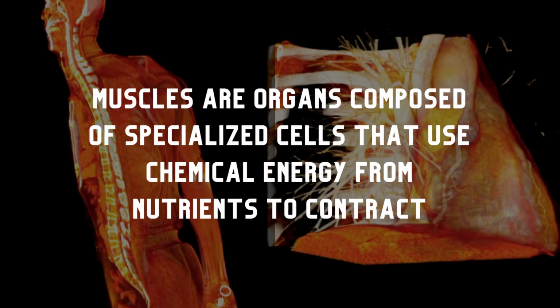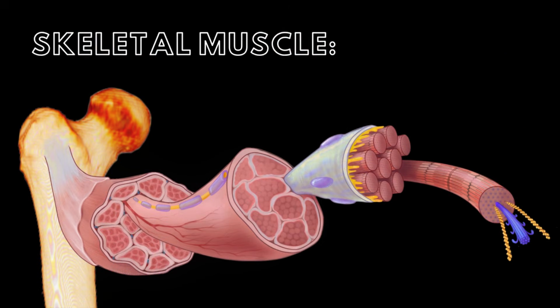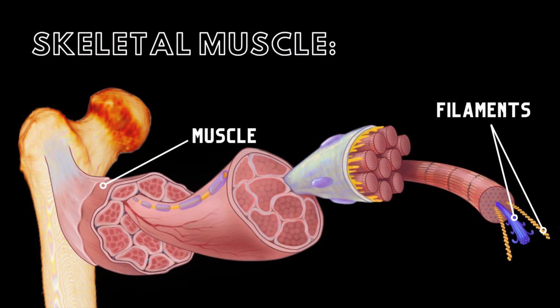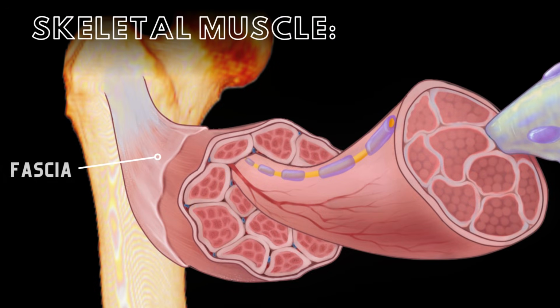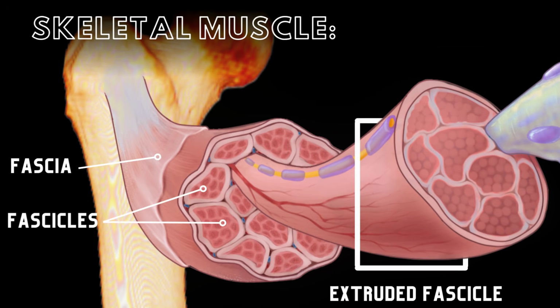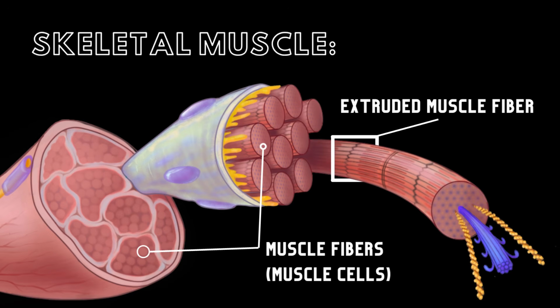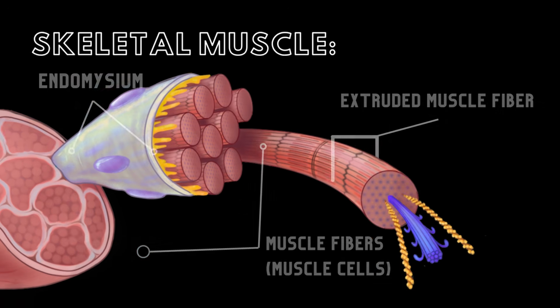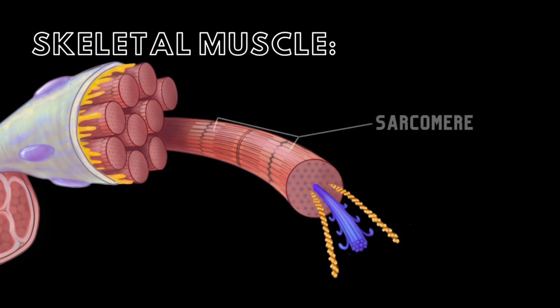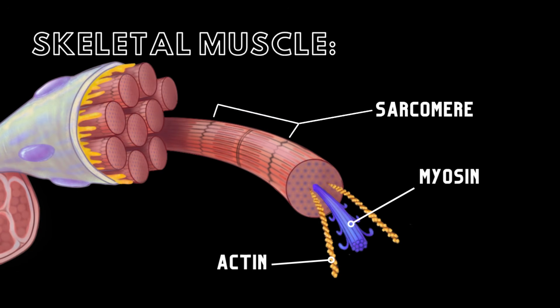from nutrients to contract. Skeletal muscle is organized into layers, from the whole muscle down to the smallest filaments. The muscle itself is wrapped in connective tissue called fascia. Inside, bundles of muscle cells called fascicles are grouped, with each one wrapped in perimysium. Each fascicle contains individual muscle cells, called muscle fibers, wrapped in endomysium. And inside each fiber, repeating units of sarcomeres contain filaments, actin and myosin, responsible for contraction.